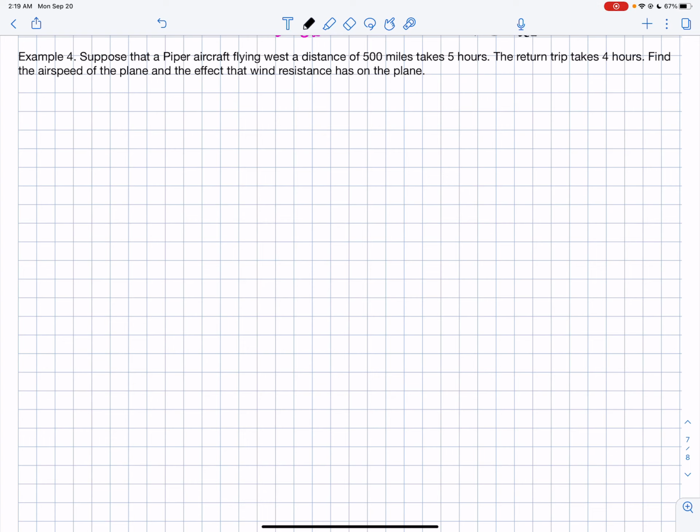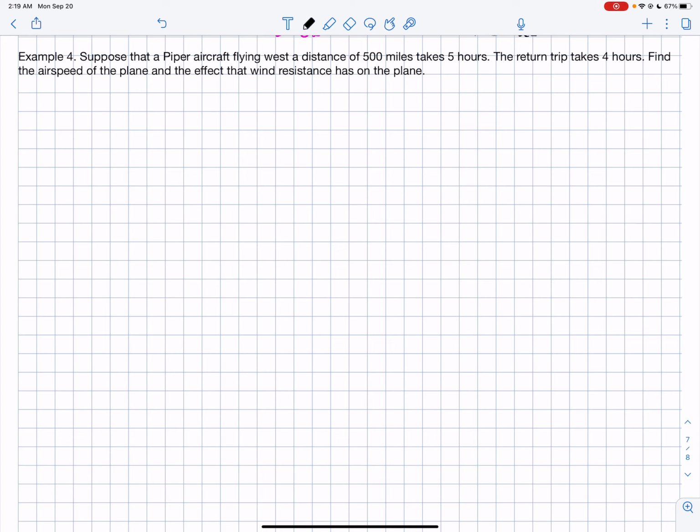Example number 4. Suppose that a Piper aircraft flying west a distance of 500 miles takes 5 hours. The return trip takes 4 hours. Find the airspeed of the plane and the effect that wind resistance has on the plane.